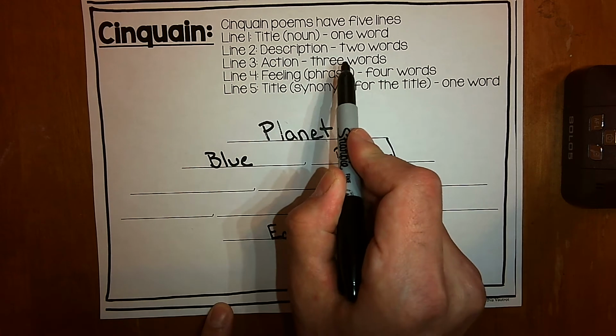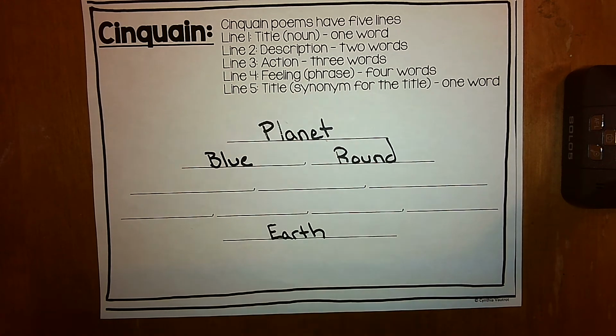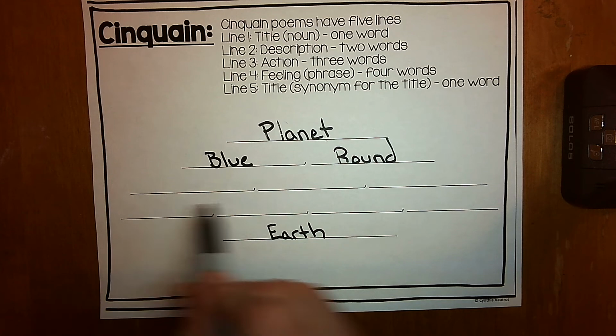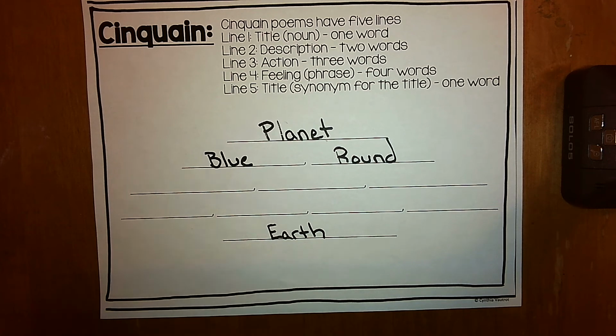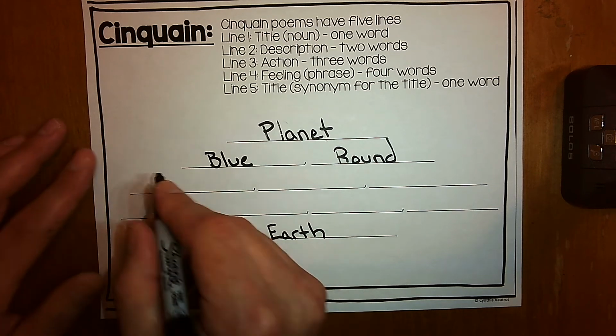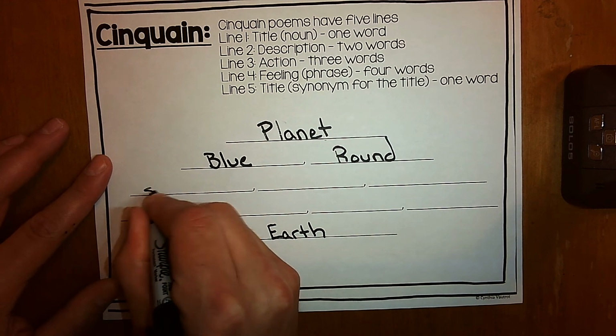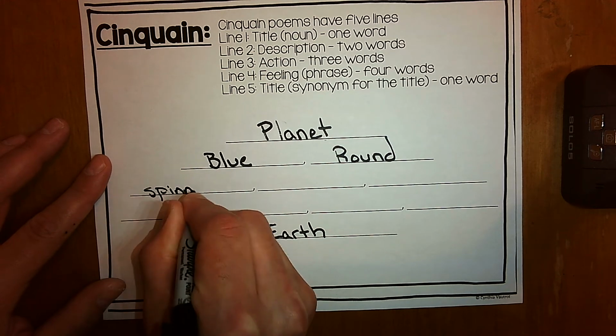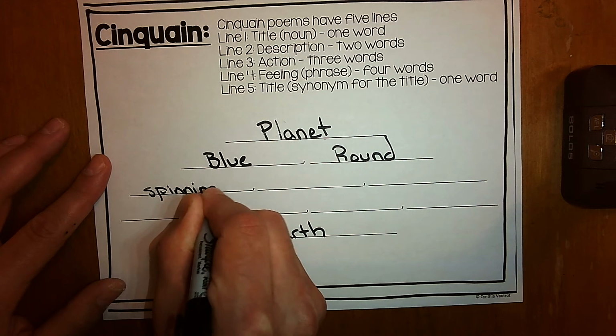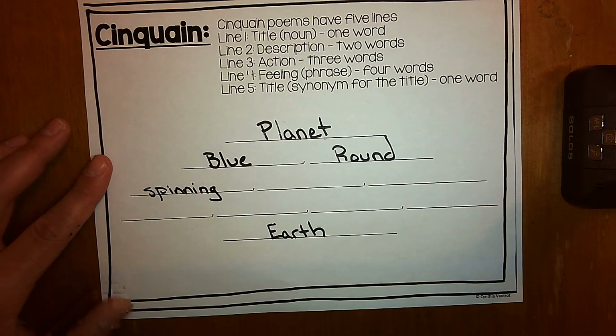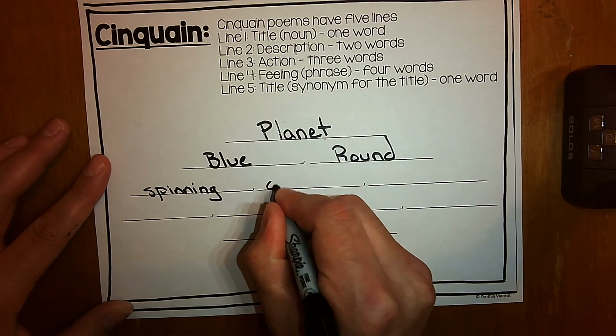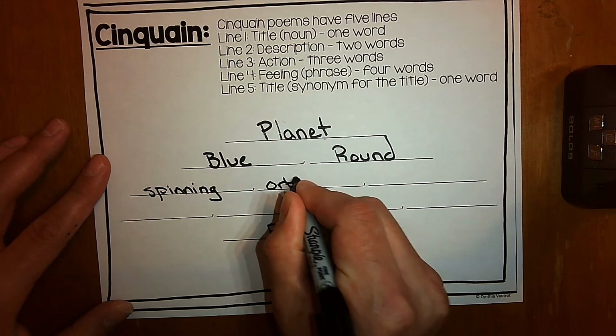Action. You have to choose 3 action words, and those are verbs. And I encourage students to use ing words for line 3. So what does Earth do? Well, we know Earth is always spinning, right? And that's why we have day and night. We know Earth is orbiting, and that means it goes around the sun.